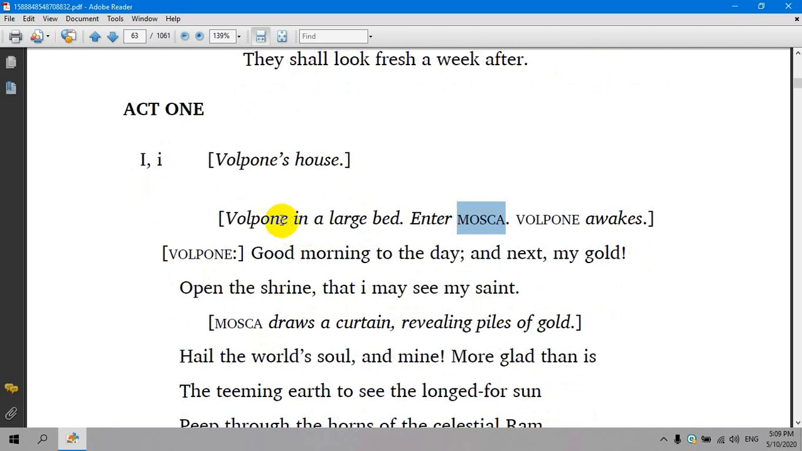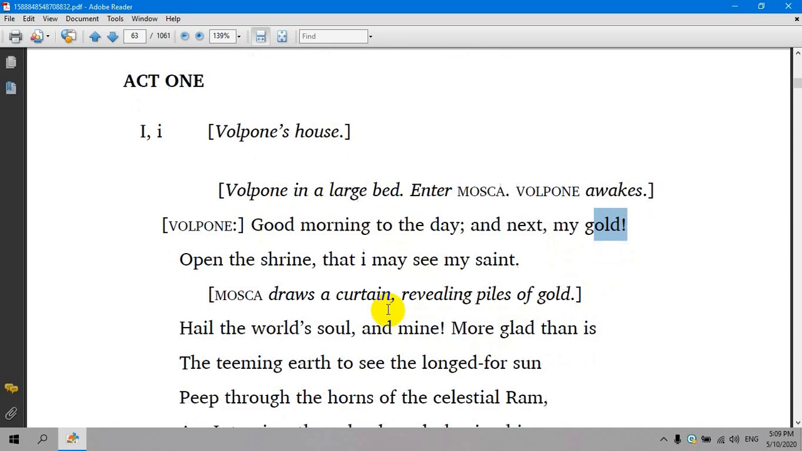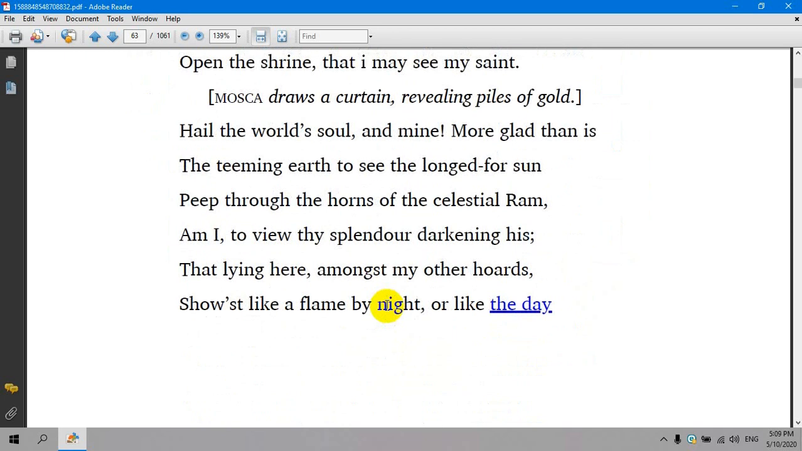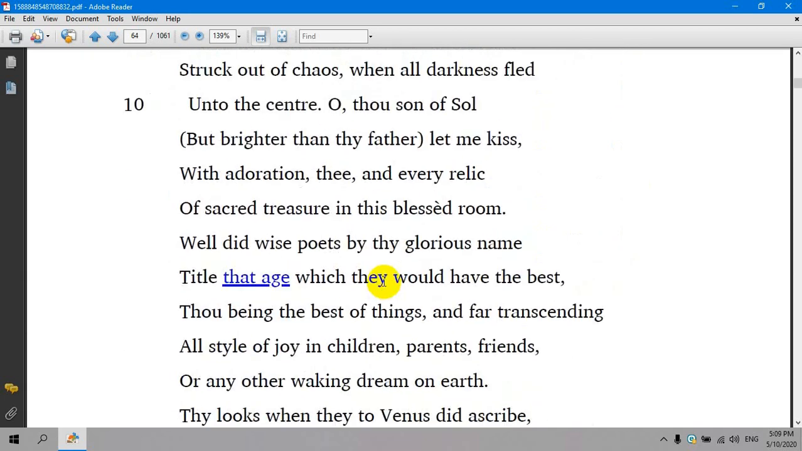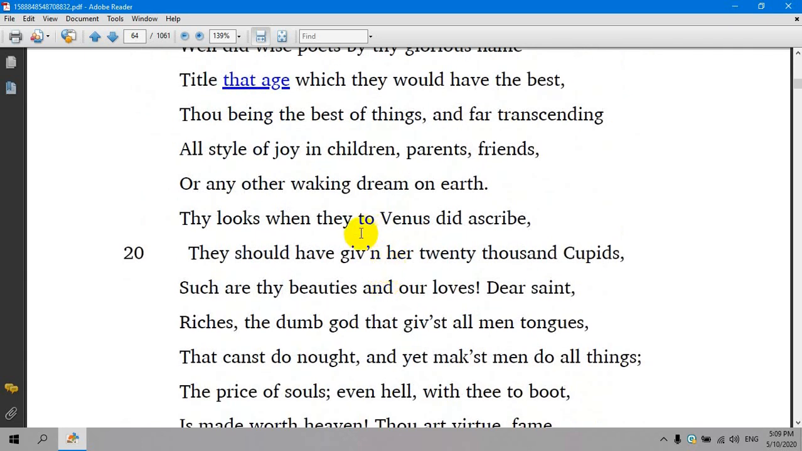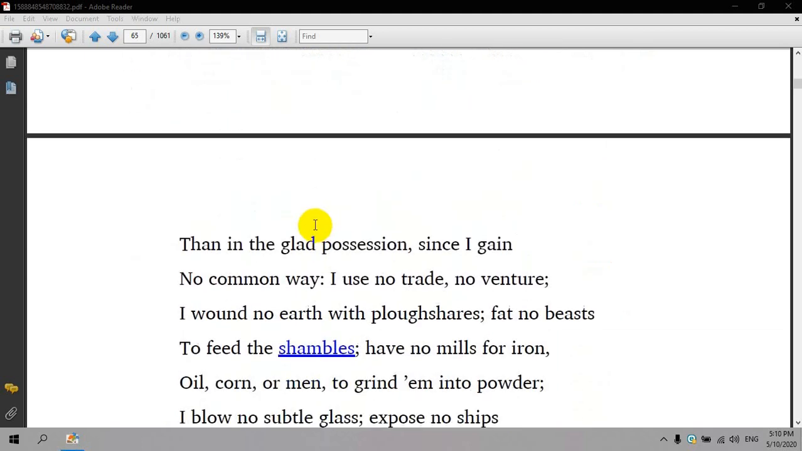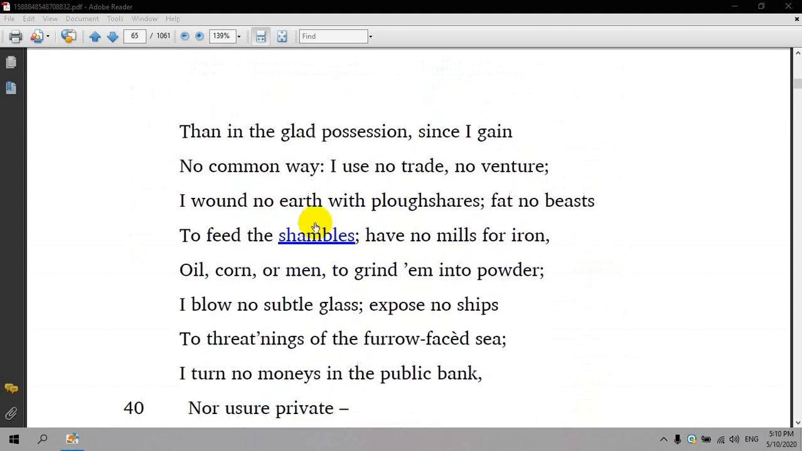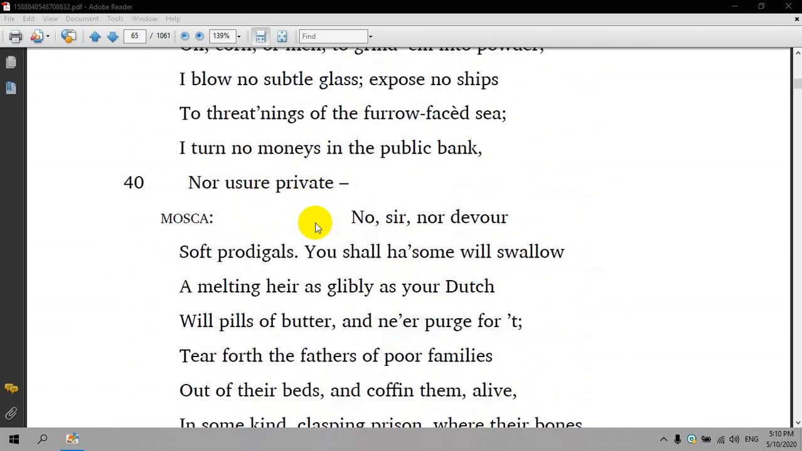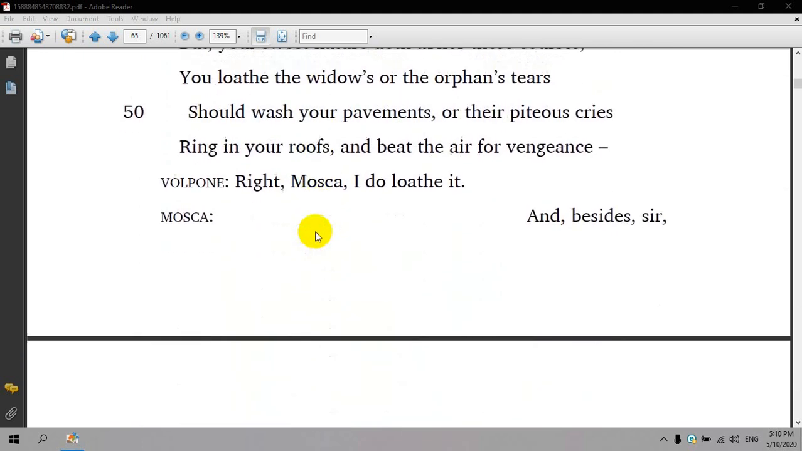Now Volpone starts his play: good morning to the day, and next, my gold. So he is rich, but he cares about gold, about money, and now he is calling Mosca to draw the curtain, and he wants to look at the gold, at the money. So here he is looking at the money he has and the gold he gathered from deceiving his friends, deceiving the people in Italy, gathering lots of money and lots of fortune, and pretending to be sick.